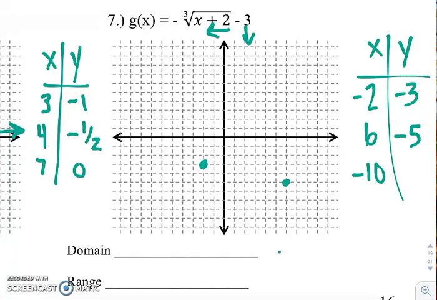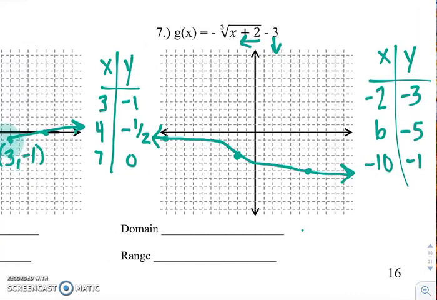And then -10 plus 2 gives us -8. So the cube root of that would be -2, times that negative gives us +2. So +2 and -3 is -1. So 1, 2, 3, 4, 5, 6, 7, 8, 9, 10, -1. It looks like a straight line, but you guys need to understand that it is not a straight line. So don't draw this on your test or your midterm or wherever it might be. Draw it so that it's curved. I need to understand that you guys understand that it's not a straight line.